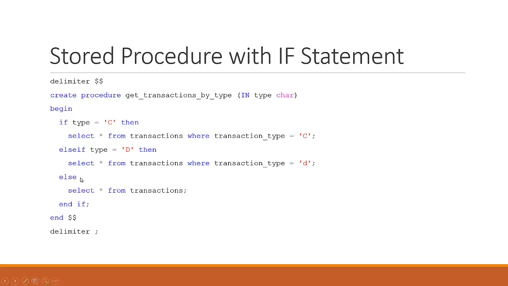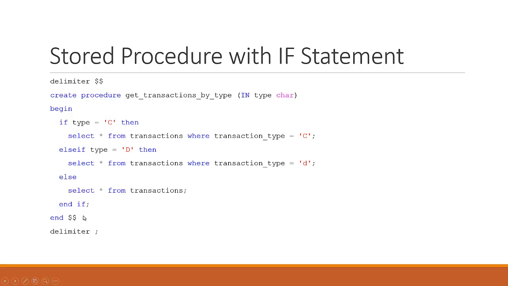Otherwise, this is where the conditional logic really comes into play. If they don't pass in a C or a D, if they pass in something else, then I'm just going to default it to saying get all the transactions. That's just how this particular procedure is going to function. Who knows why it would function like that, but let's just say that's a requirement of our system. I just wanted to show you that you can use this conditional logic, and there could be some interesting ways you can use conditional logic inside of a procedure. So there you go.